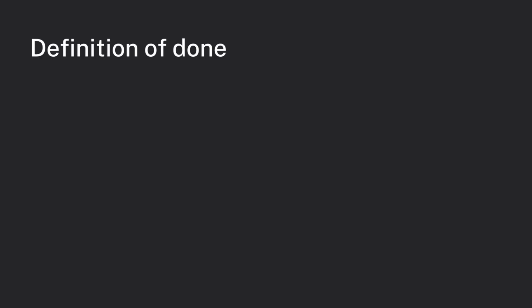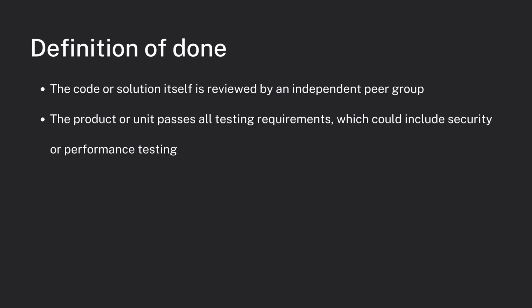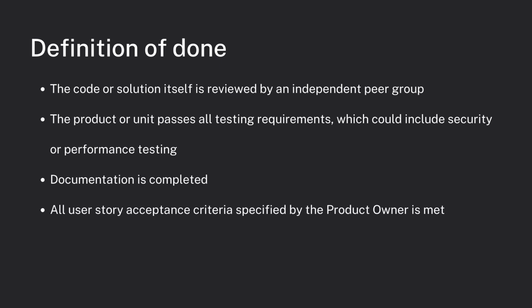Some things that may be within your definition of done are the code or solution itself is reviewed by an independent peer group. The product or unit passes all testing requirements, which could include security or performance testing. Documentation is completed. All user story acceptance criteria specified by the product owner is met. And finally, the product owner accepts the user story. This list isn't comprehensive, and the team should determine what should be on this list and improve it as needed.